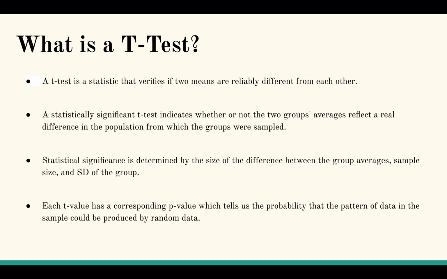Each t-value has a corresponding p-value, which tells us the probability that the pattern of the data in the sample could be produced by random data.